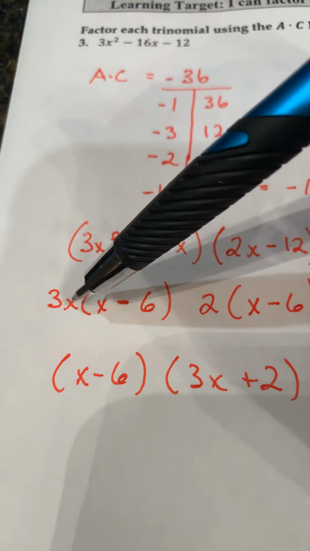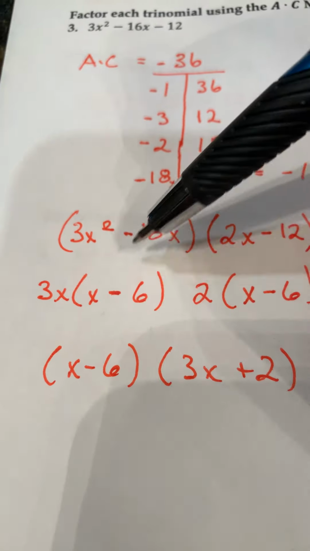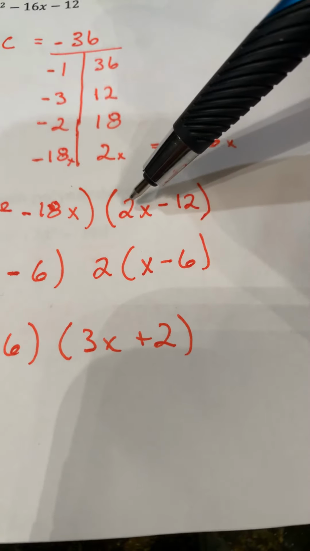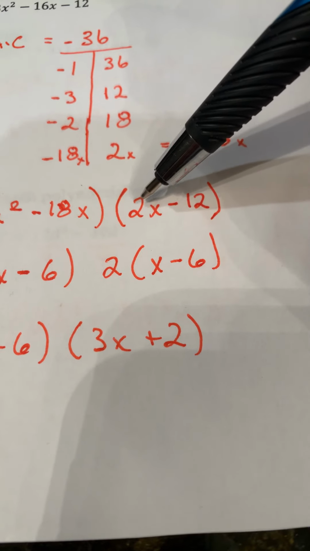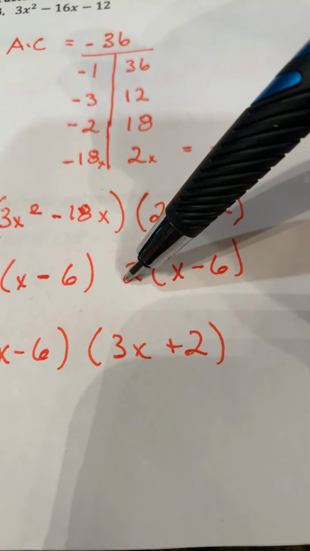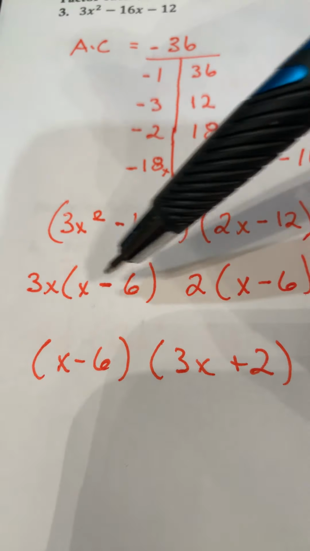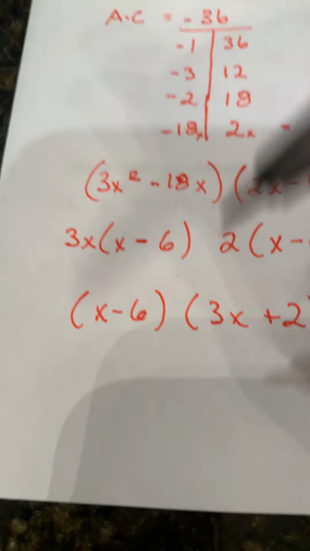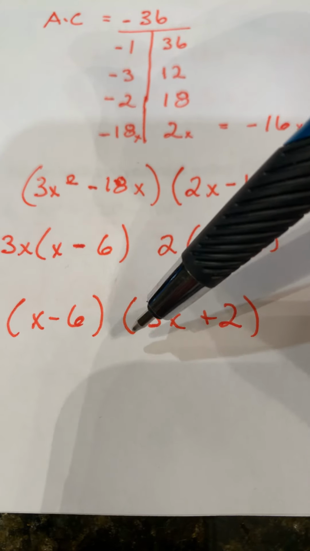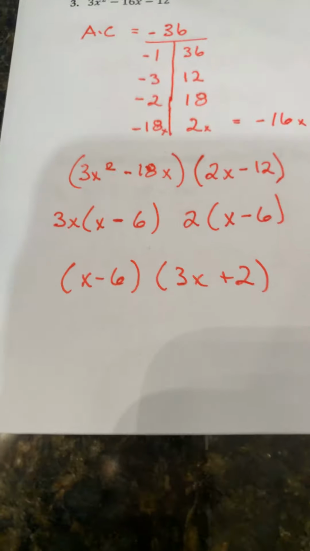Now we can simplify these by taking a 3x out of this one. So we have 3x, and then in the parentheses we end up with an x minus 6. And to simplify 2x minus 12, we can divide by 2 or put 2 out front, and you end up with x minus 6. So now again we have the x minus 6, so we put those in parentheses, and then multiply that by 3x plus 2. And that is our final answer.